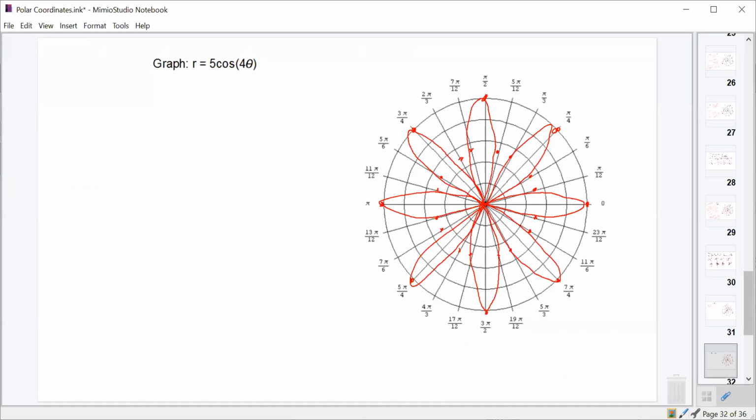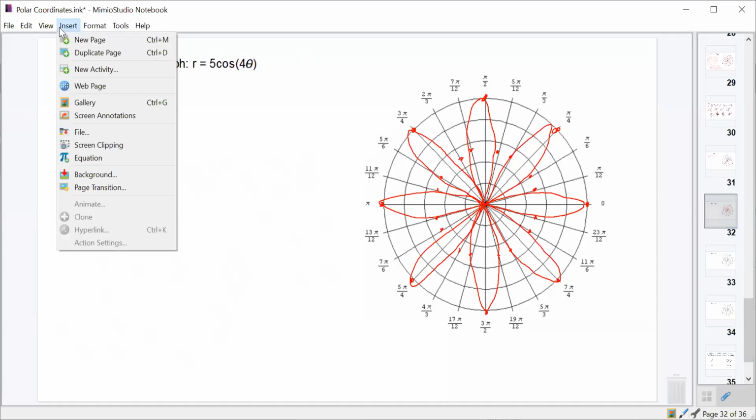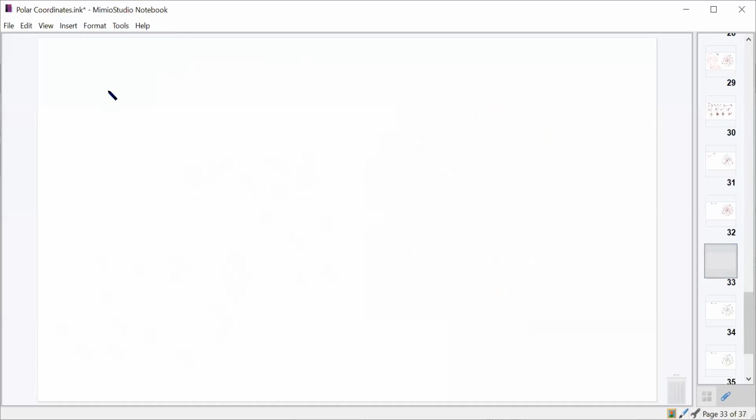All right. Let me see here. I hope I have one more. No, I don't have one more. All right. Let's just talk about real quickly, what if the thing was r equals, how about r equals 2 sine 4 theta?